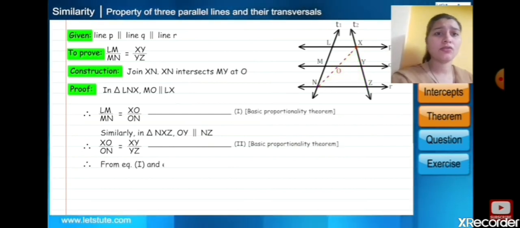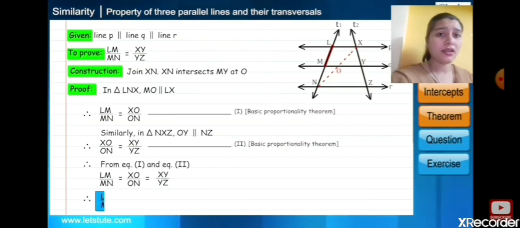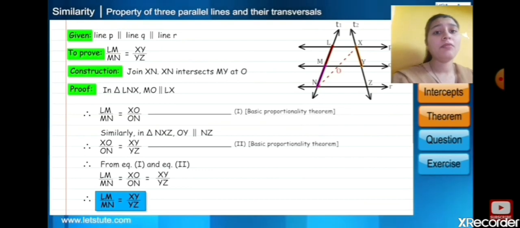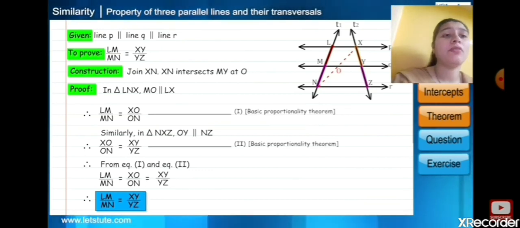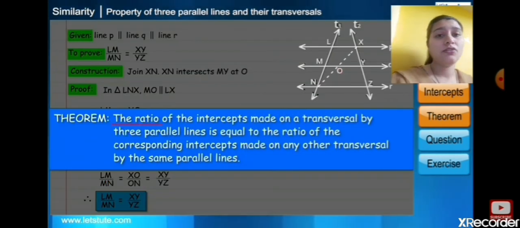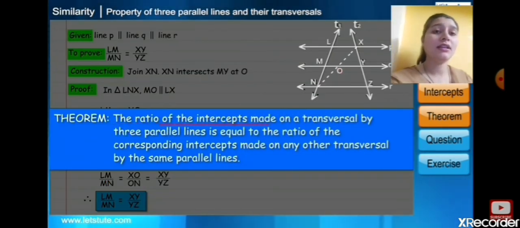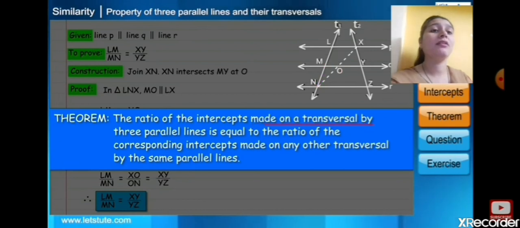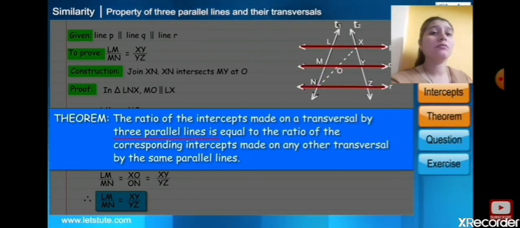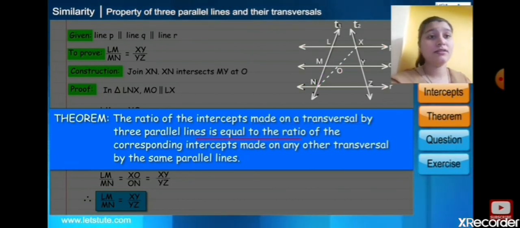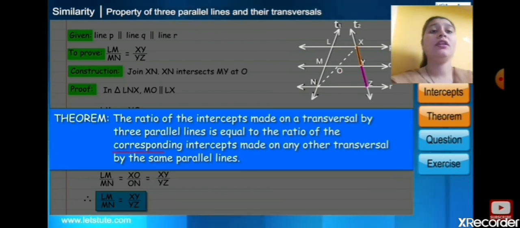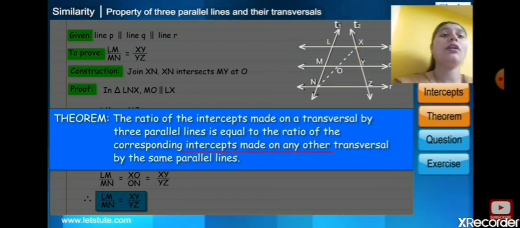So what can you conclude from equation 1 and 2? That all three are equal, therefore the common term will be removed. LM upon MN is equal to XY upon YZ, hence proved. So this theorem says the ratio of intercepts made on a transversal by three parallel lines is equal to the ratio of corresponding intercepts made on another transversal by the same lines.